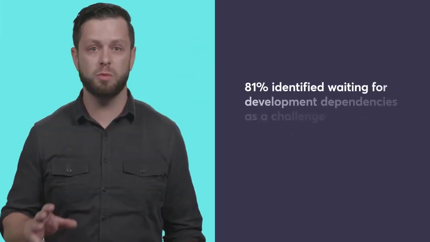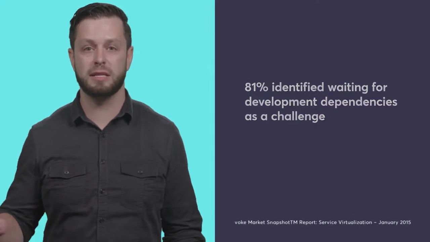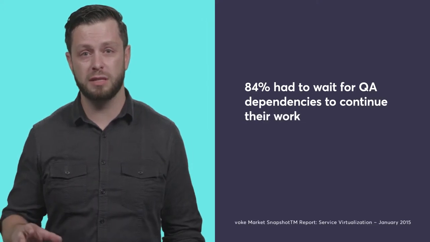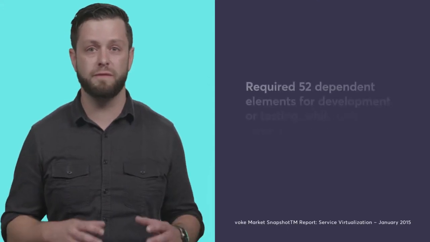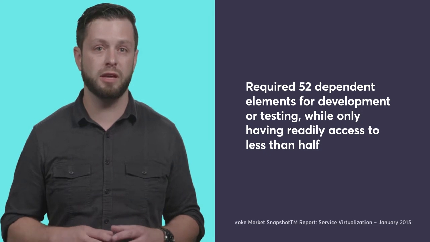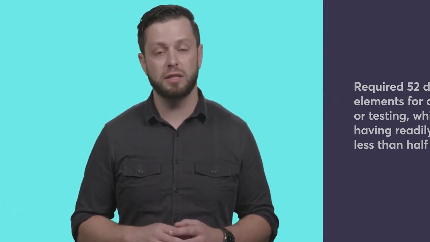Research has shown that 81% of organizations identified waiting for development dependencies as a challenge, and 84% of organizations had to wait for QA dependencies to continue their work. Also, in the same research, organizations reported that they required 52 dependent elements for development or testing, while only having ready access to less than half of that number. It's no wonder that traditional testing remains a bottleneck in the SDLC.